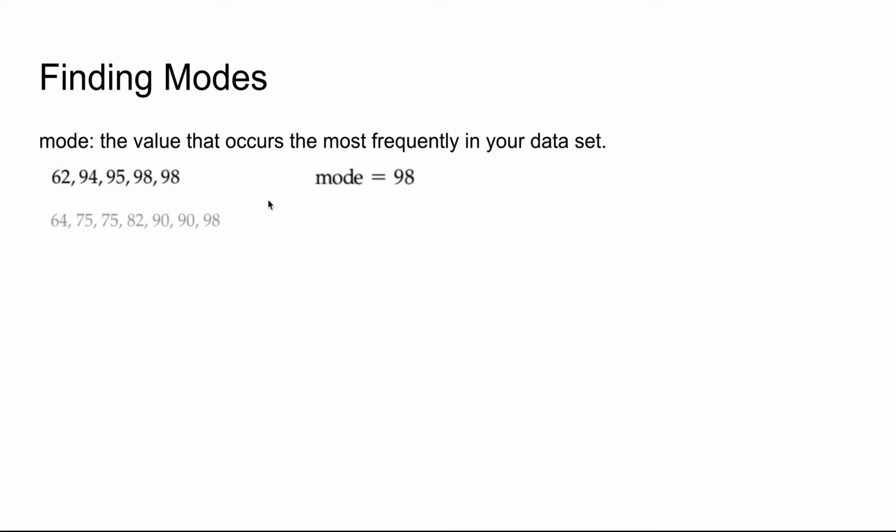How about in this data set? 65, 75, 64, 75, 75, 82, 90, 90, and 98. So you can see 75 occurs twice, and 90 also occurs twice. So 75 and 90, both of these 2 values are the modes. So we have 2 modes. What do we call that? We call that bimodal. So both of these are the modes. Okay, 75 and 90 are bimodal.